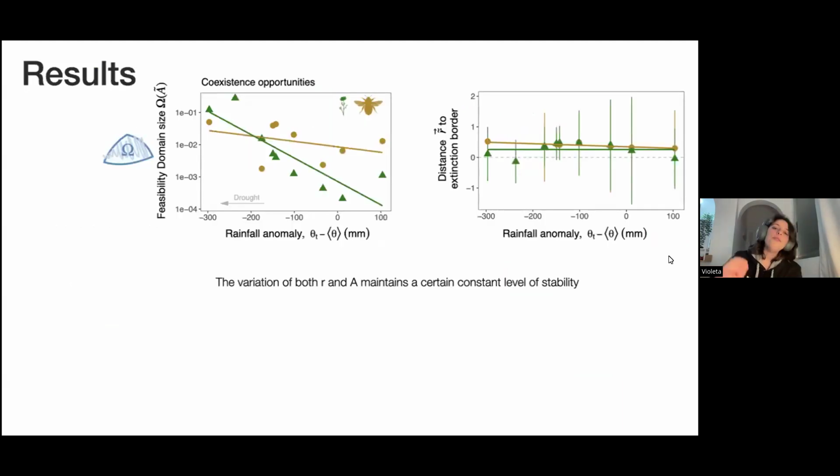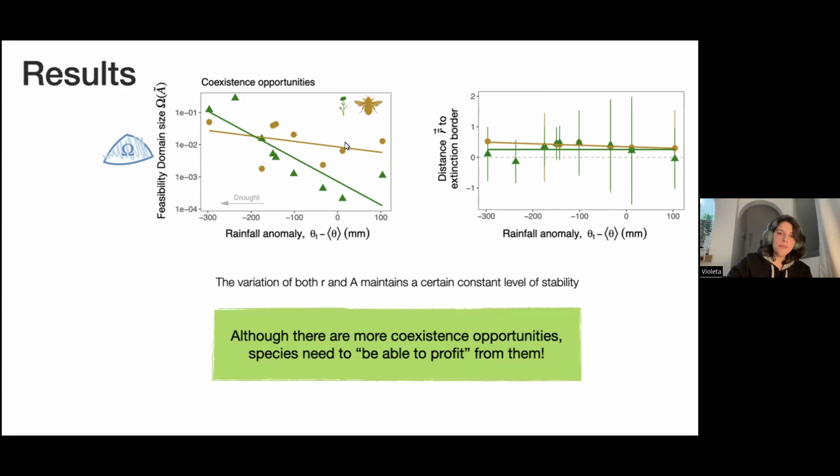Okay, and that's only the study of the interactions. If we also add the information about the variation of the intrinsic growth rate, we can measure what we would call the structural stability, that is the distance of this vector of intrinsic growth rates to the border, to the borders in which one species is going to become extinct. And we do not see any signal, it was flat. We came up with this philosophical interpretation: although there may be more coexistence opportunities, the species need to adapt their intrinsic growth rate to be able to profit from them, and that's not happening. So at the end of the day, even though the interactions may change to facilitate more, the R's need to keep going, and if not, there will be extinctions.